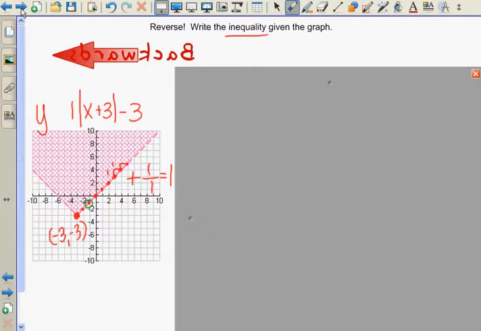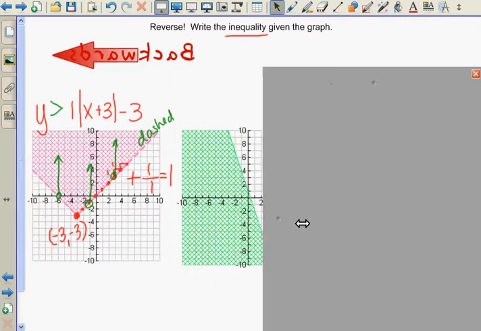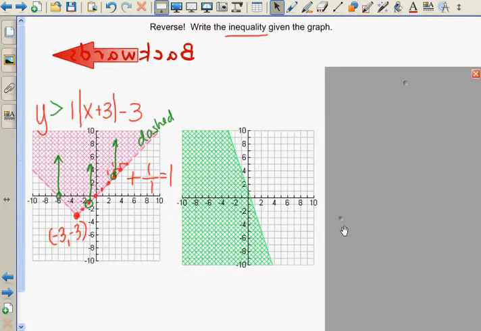All right, and then for our shading, I'm just going to grab a point and see that the shading goes directly up from every one of these points. So I know that I am up means greater than. And then do I need to put an or equals to? No, since this is dashed, which again, if that's hard to see from home, I'm sorry, but it is dashed. So I'm going to leave it as just greater than, no greater than or equal to.